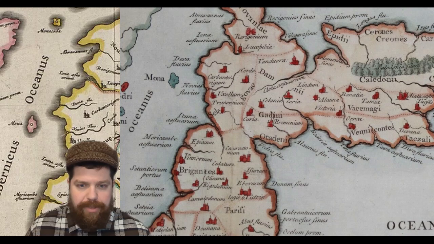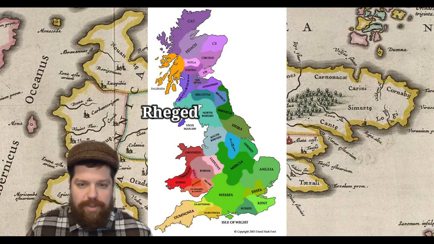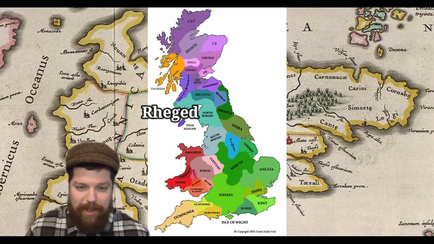If we take a look at this Mercator map, based on Ptolemy's 2nd century map of Britain, the name Rigodunum is clearly present around the place people once knew as the Kingdom of Rheged. Some scholars will argue that Rheged was a Welsh or Cumbric kingdom, and it may have been, after it had been conquered by the Welsh or Cumbric.